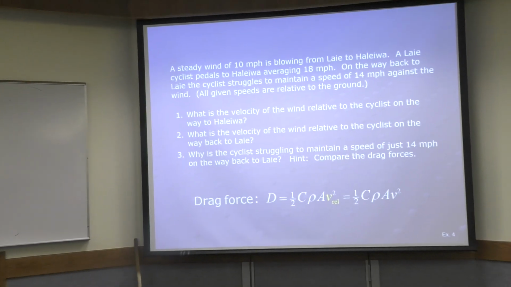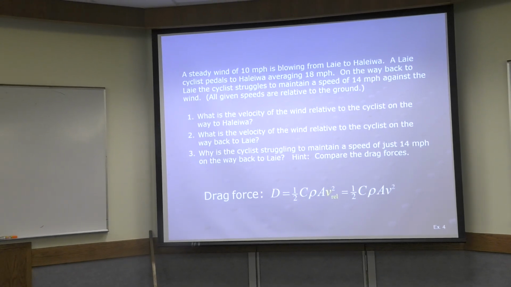Okay, here is a wonderful question, like a review, so I think it's worthwhile. It's one of these relative motion problems. A steady wind of 10 miles an hour, that's not very much, is blowing from Laie to Haleiwa. A Laie cyclist pedals to Haleiwa averaging 18 miles an hour, because the wind is with the cyclist. On the way back to Laie, the cyclist struggles to maintain a speed of 14 miles an hour against the wind. And all these speeds are relative to the ground.